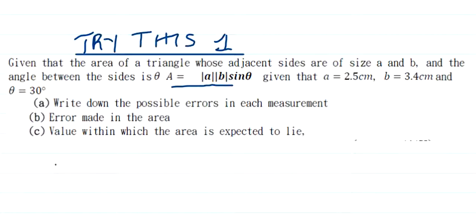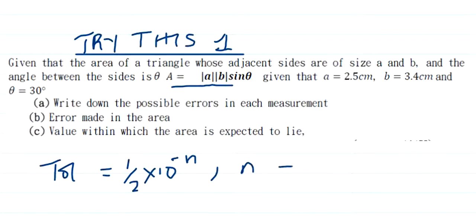Take note that the tolerance is equal to half times 10 power negative n, where n is the number of decimal places. Then find the error made in the area. A and B are not differentiable functions, but sin theta is a differentiable function. And they need us to find the interval within which the area is expected to lie. So with this, try it out.